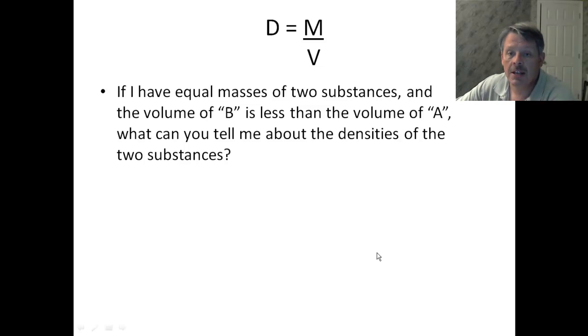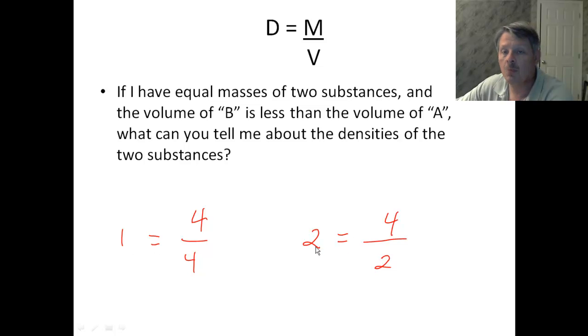Let's try it again. If I have equal masses of two substances and the volume of B is less, let's say that I have a mass over here of 4 and a mass over here of 4, and the volume of B is less than the volume of A. Well, my density of the first one is going to be 1. My density of the second one is going to be 2. So B has to have a higher density. In other words, if we were dealing with B like a rock, it will sink in water.